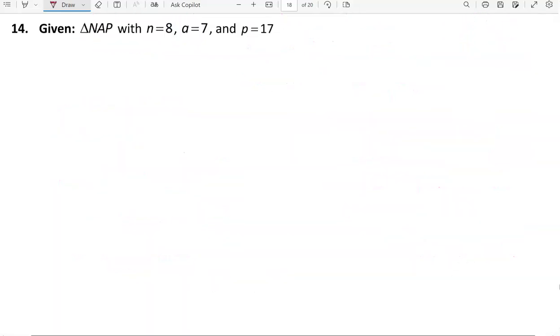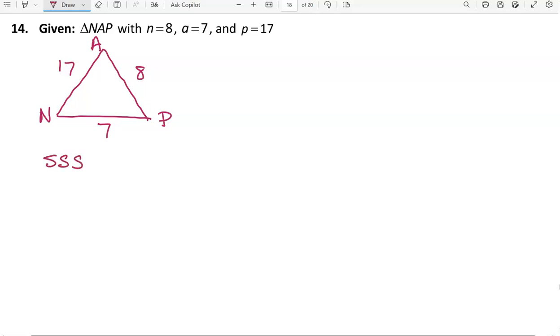For number 14, the triangle is appropriately called NAP because that's what I'm going to take when I'm finished with this video. NAP has side N, or the side opposite angle N, is 8, the side opposite angle A is 7, and the side opposite angle P is 17. So we're going to use the law of cosines since this is a side, side, side, and it doesn't matter what angle we find first, so let's find angle N.